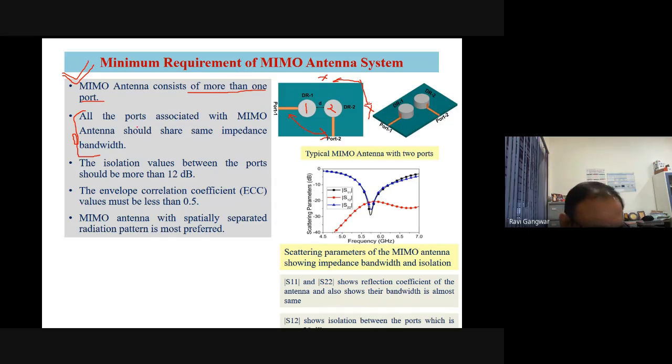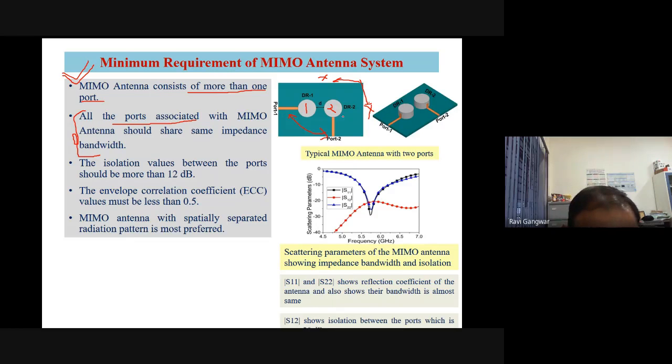So our second concept is that all the ports associated with your MIMO antenna should share the same impedance bandwidth. That means when DR1 operates, it has the same impedance bandwidth as when DR2 operates.